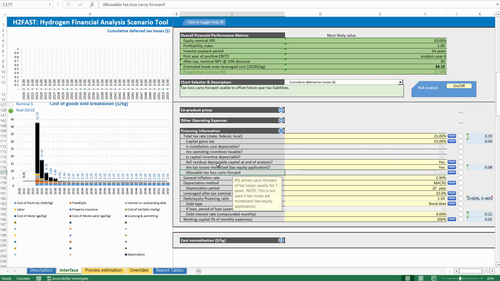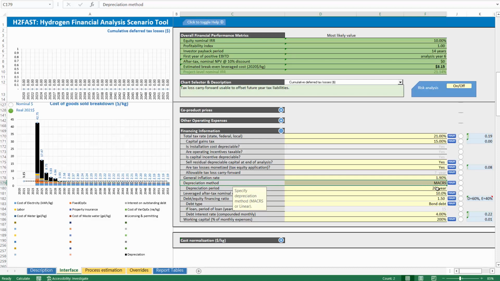So this parameter here is very important to understand, and to have the equity structure that can actually take advantage of tax losses and tax credits.